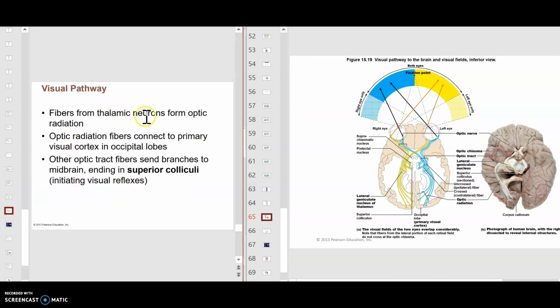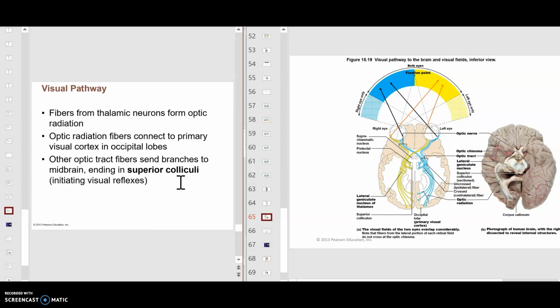The fibers from the thalamic nucleus form optic radiation. Optic radiation connects to primary visual cortex, which is in the back. But some fibers are going to go to the superior colliculi. The superior colliculi is a member of what we call the corpora quadrigemini, which is located in the midbrain.